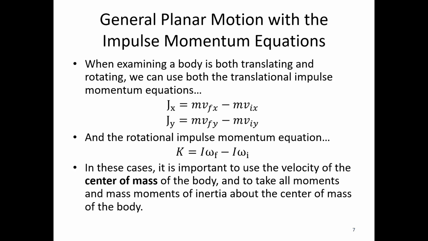It is important in these cases that we use the velocity of the center of mass of the body. We also want to take the mass moments of inertia and the moments about the center of mass of the body. So these velocities are all going to be the velocity of the center of mass. The moment in the k value, that is the angular impulse, is going to be about the center of mass. And the mass moments of inertia, I, before and after, are going to be about the center of mass. So that's going to be important. We don't want to take the mass moments of inertia or the velocities of other points in our system here.